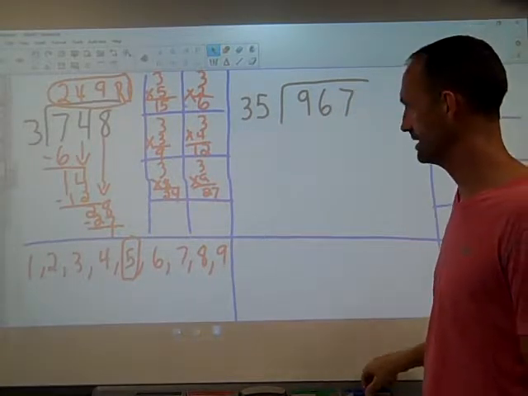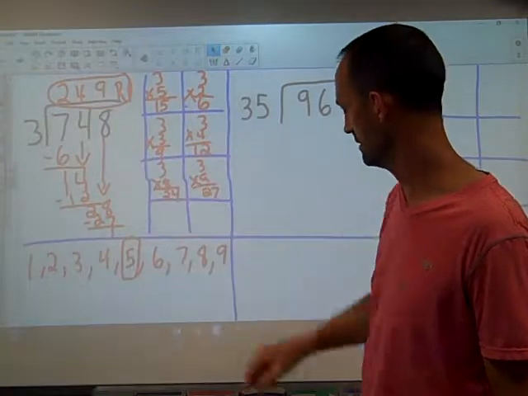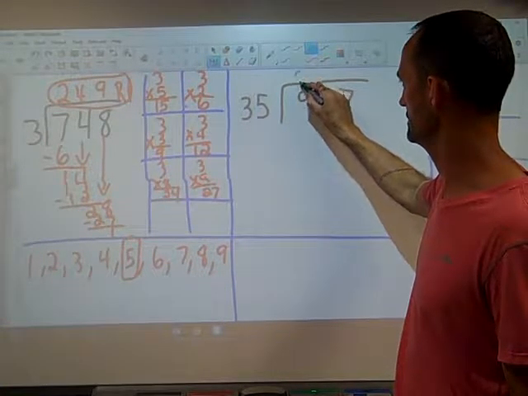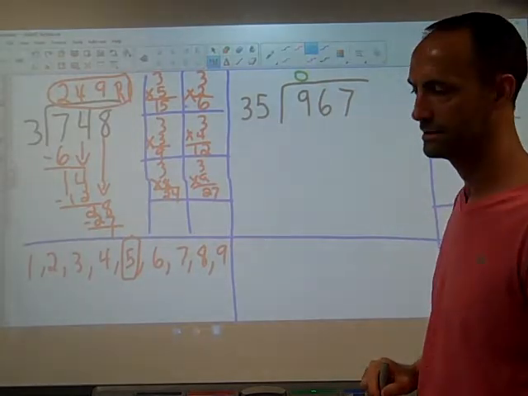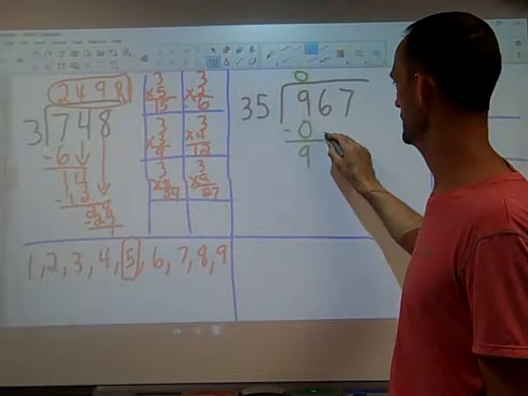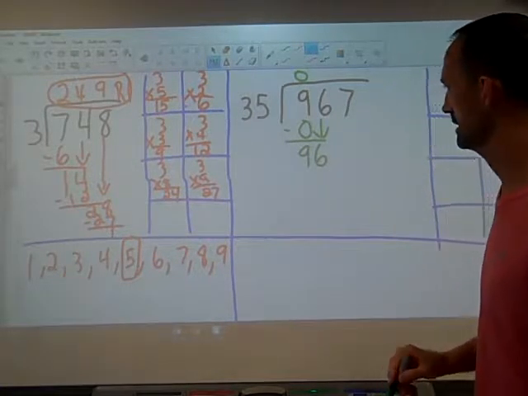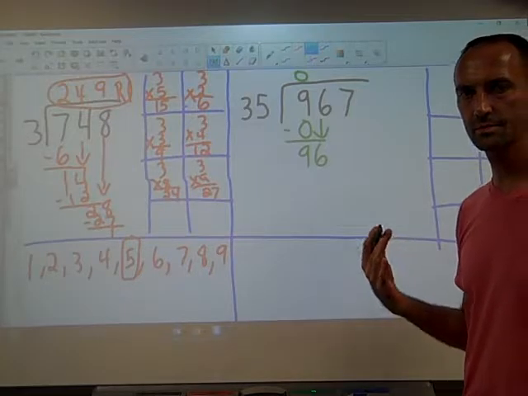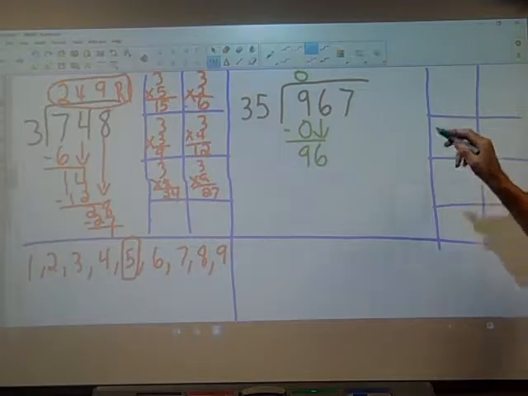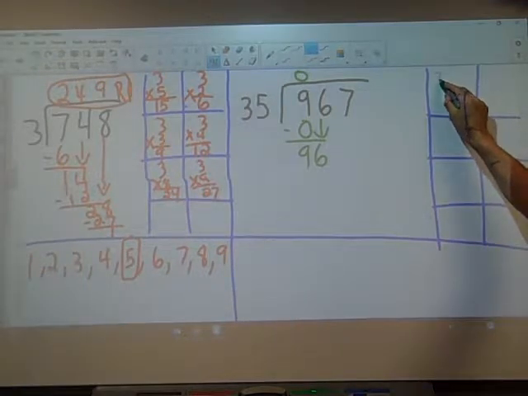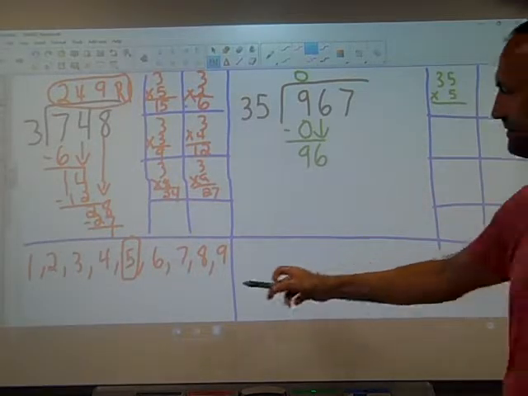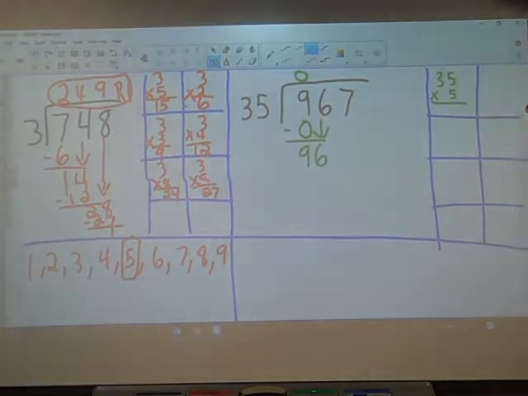So we do the same thing, very similar to what we did here. Does 35 go into 9? And students will know it does not. So we put a 0 there, multiply, 9, bring down the 6. Okay? 35 times what is going to get us to 96 or close? I will tell students, if they aren't sure, to start with 35 times 5. Again, 5 is right in the middle of the choices.